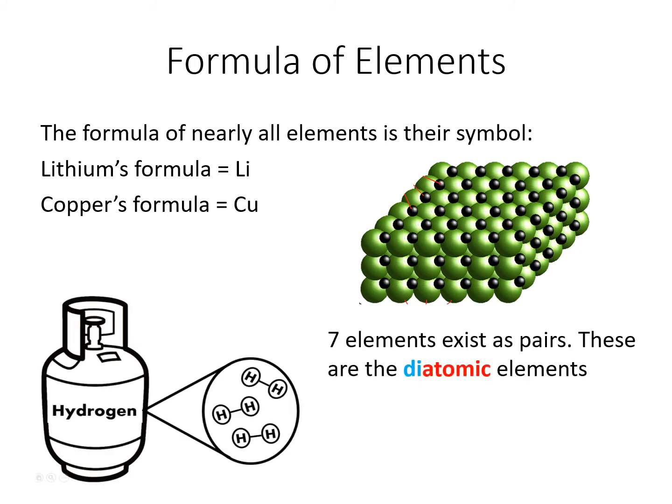There are, however, 7 elements for which this doesn't apply, and these 7 elements are known as the diatomic elements. Diatomic meaning 2 atoms. So the diagram I've got there is a picture of hydrogen. It's a gas canister filled with hydrogen, and if you were to look inside that and you could see the individual hydrogen atoms, you'd notice that they were paired up together. And these elements which are paired up together, there are 7 of them, and as it says there, we refer to them as the diatomic elements.